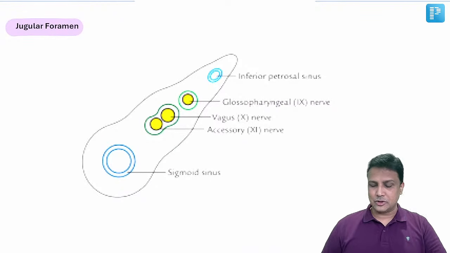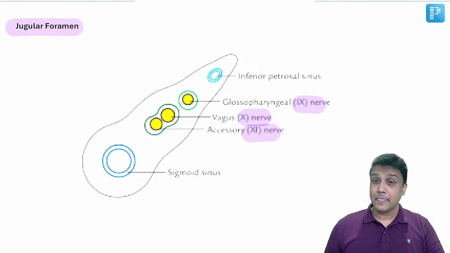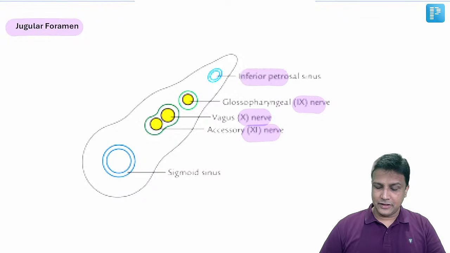What is going to pass from the jugular foramen? Of course, the 9th nerve, 10th nerve and 11th nerve are going to pass. Along with that, there will be the inferior petrosal sinus here and the sigmoid sinus.